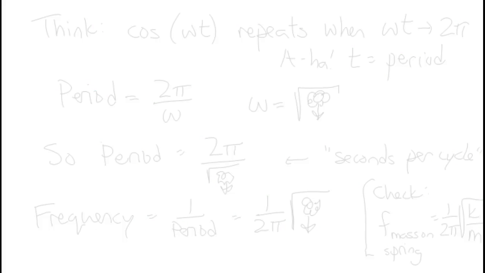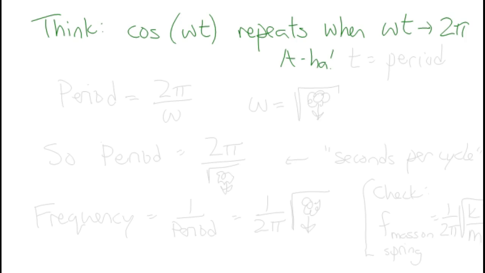Okay, so the next question is then, what's the period? Well, what we think to ourselves is that cosine omega t repeats when omega times t has become 2 pi, starting from 0. And in this case, we kind of have this aha moment that the t in this case is the period. That's what we mean for the time to repeat. So we get that the period is just 2 pi all over omega.